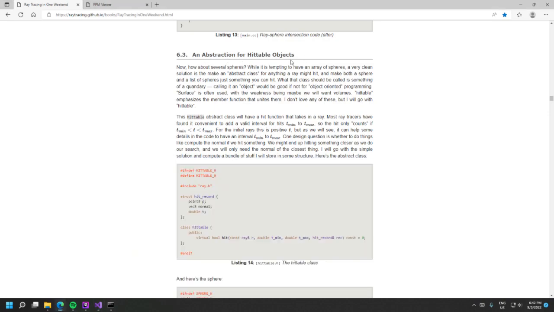Abstraction for hittable objects. What about several spheres? Well, yeah, this is design patterns: you're not supposed to make an array of identical objects just with their position being different. You're supposed to make an abstract class and then have an array maybe store the position of them, so that you save a lot of space. It's like when you're making a game. For example, there's a field and there's a forest map, and you have all these very, very similar trees. The trees are basically the same.